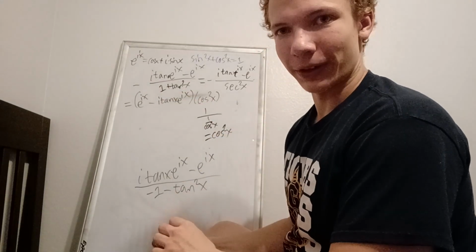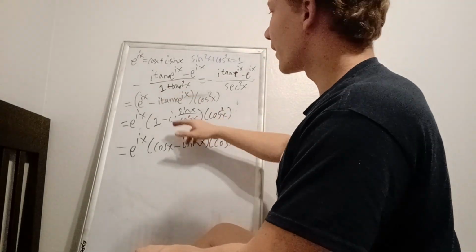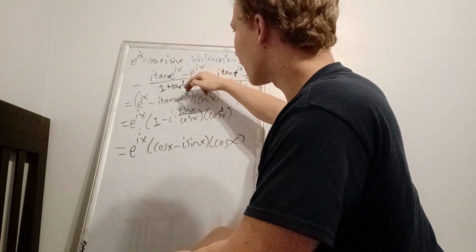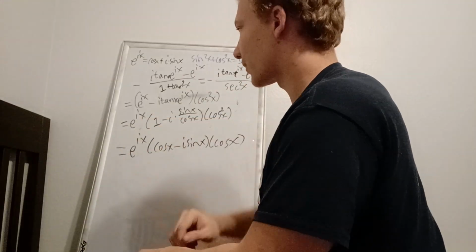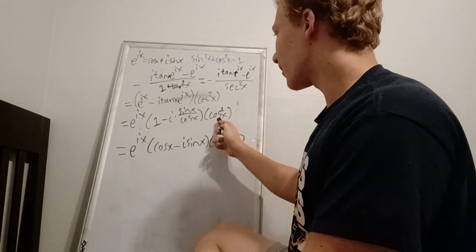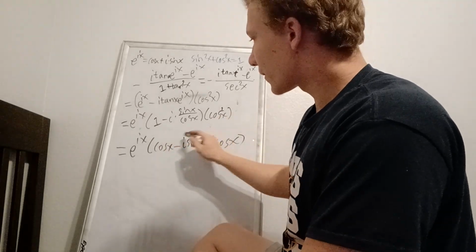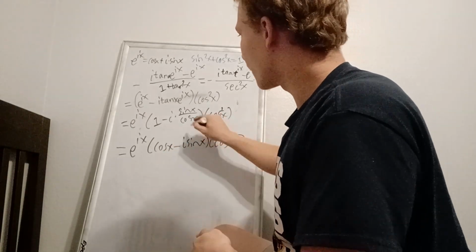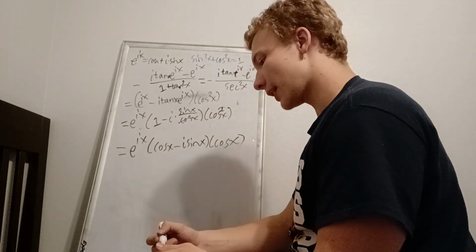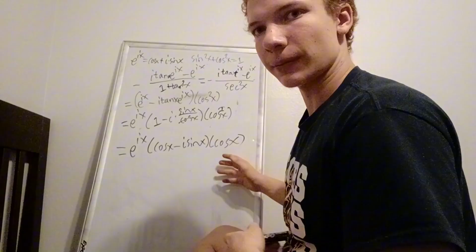Now let's simplify further. We are going to recall that this tangent x is just sine over cosine, and then we're going to factor out this e to the ix on the outside here. Now we're going to take one of the cosines from this cosine squared and bring it on the inside here so that this and this cancel, and this one also just becomes cosine x, and we get this expression.